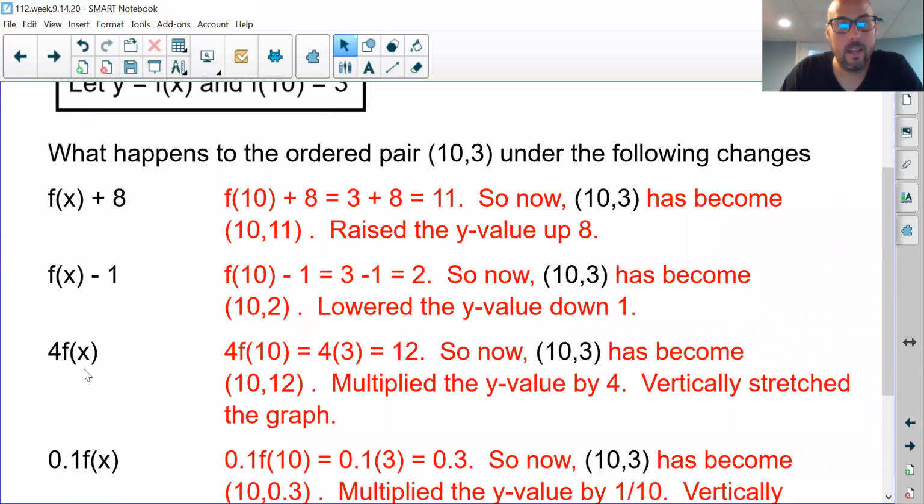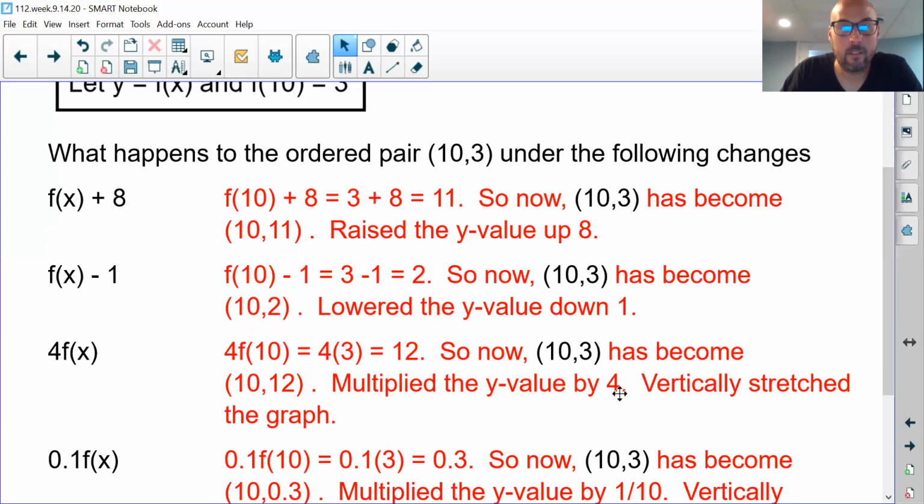For 4 f of x, you should read this as 4 times f of x. And order of operations matters. The only thing I know about f of x is that f of 10 equals 3. So I'm going to take 4 times f of 10. That doesn't mean I'm going to do f of 40. That would be breaking the order of operations. I would do the grouping symbol first. f of 10 is 3. So this becomes 4 times 3, which is 12. So now the result, in other words, the y value, is 12. (10, 3) became (10, 12), and I just multiplied the y value by 4.